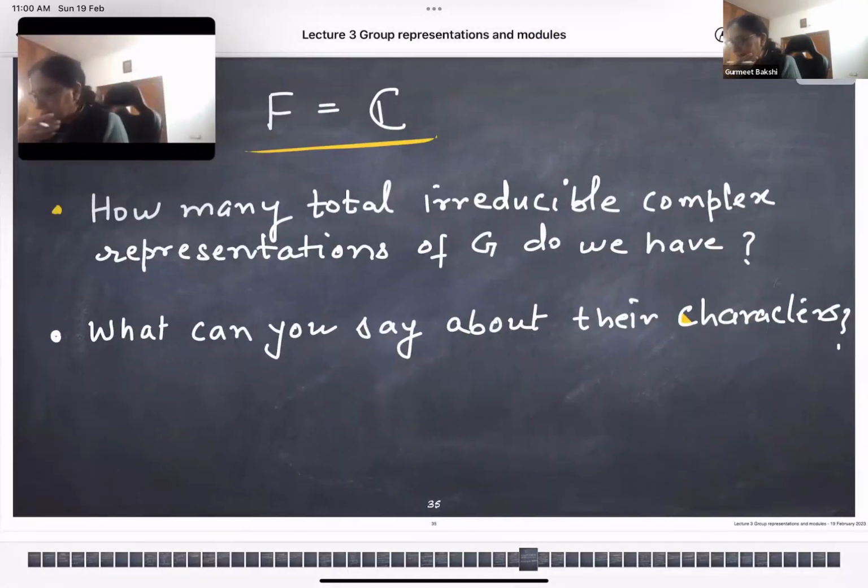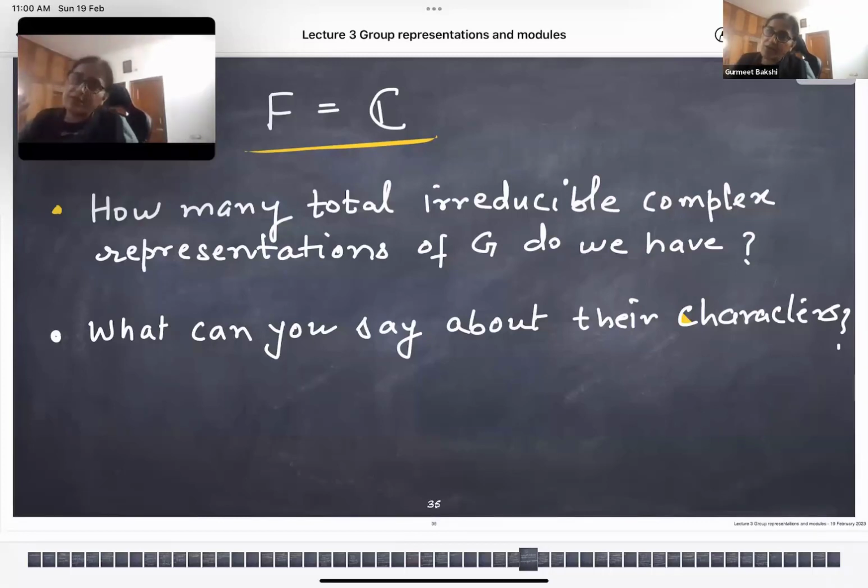And so now I will concentrate on the field of complex numbers, where the representations are called complex representations. If you have the field of rationals, representations are called rational representations, reals, real representations, and so on. So what I will concentrate on is that if you take the field of complex numbers, let's answer how many irreducible representations are there, what is the degree of the irreducible representations, what are their characters, what is their character table, and so on.